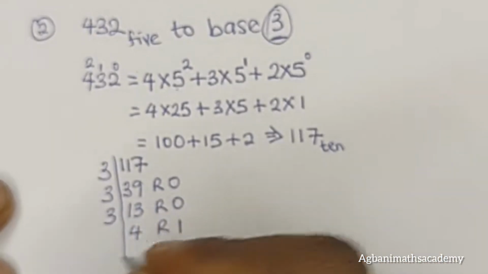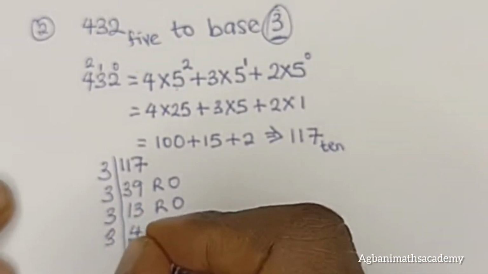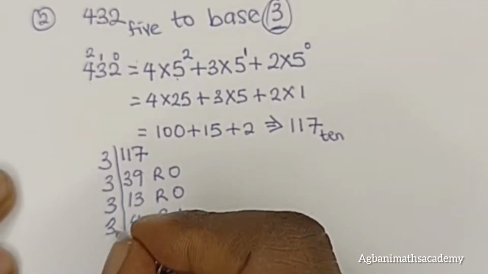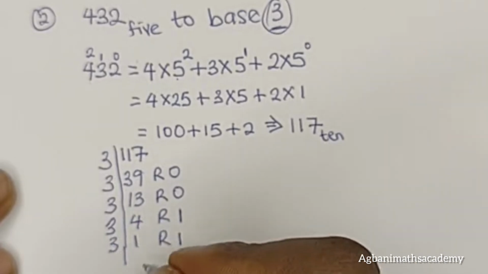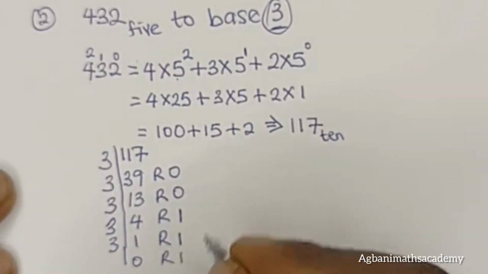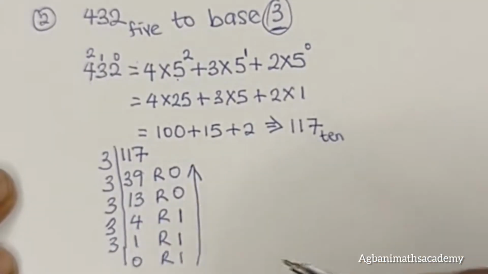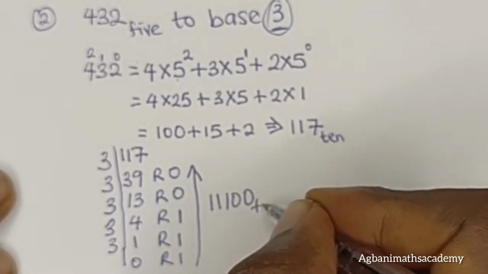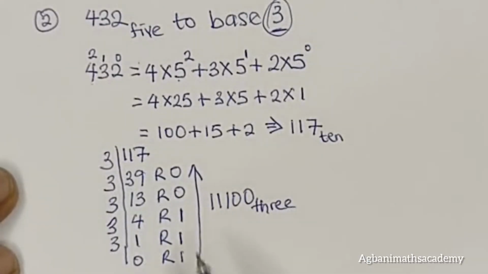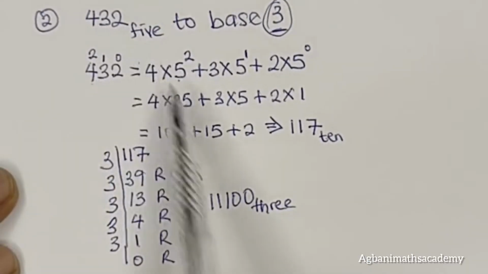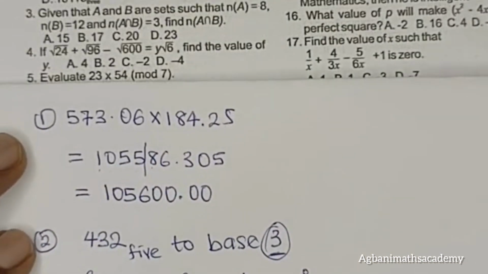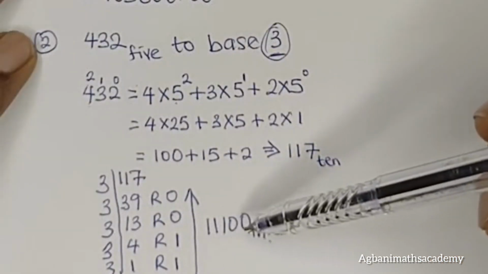4 divided by 3 is going to give us 1, remainder 1. And 1 divided by 3 is going to give us 0, remainder 1. So the values we have here is 11100 base 3. So we have been able to convert 432 base 5 to base 3. So let's see if we have an option that gives us the answer. Let's see. We have 11100.